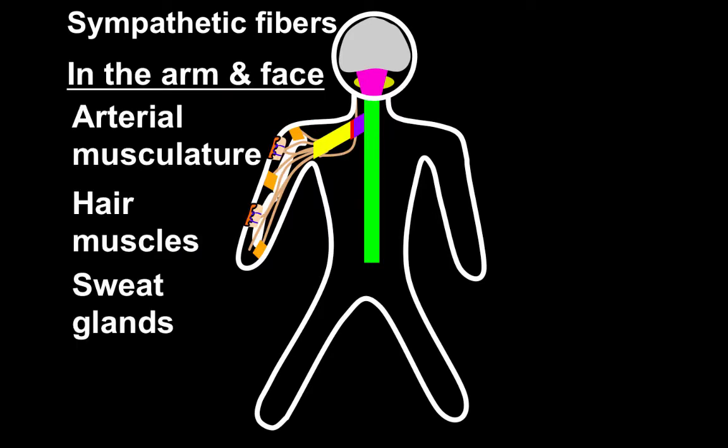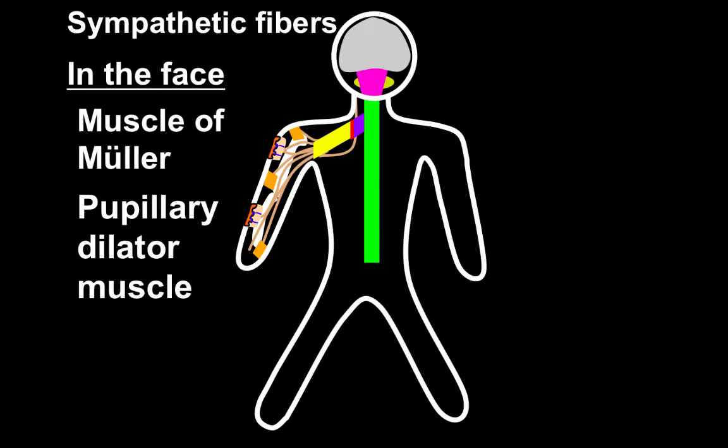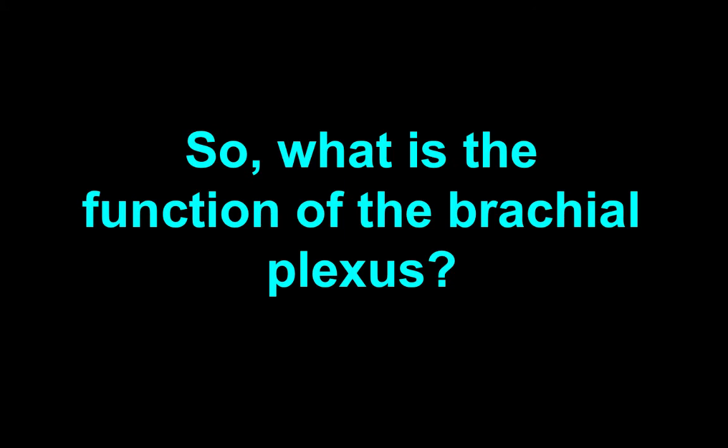In the arm and face, the sympathetic fibers innervate the arterial musculature, the hair muscles, and the sweat glands. In the face, they innervate the muscle of Mueller and the pupillary dilator muscle. So, this brings us back to the question, what is the function of the brachial plexus?